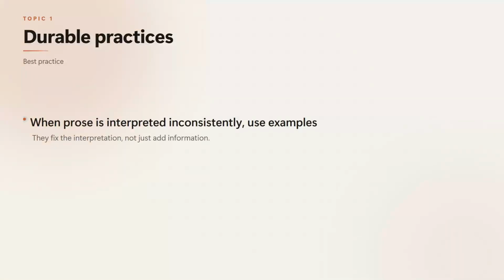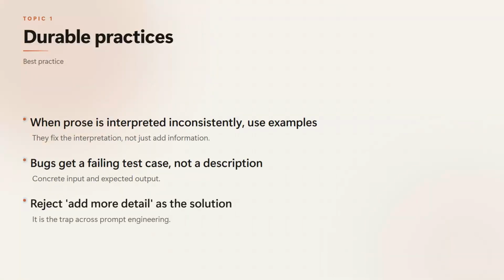The durable rule is, whenever you get inconsistent results from a prose instruction, replace it with concrete input-output examples. This is true in any system, not just Claude. For bugs, always write a specific failing test case, input and expected output, rather than a description of the desired behavior. And reject the instinct to add more detail to the instruction. That is the trap because it assumes the problem is missing information, when it is actually ambiguous interpretation. Examples outperform description every time.